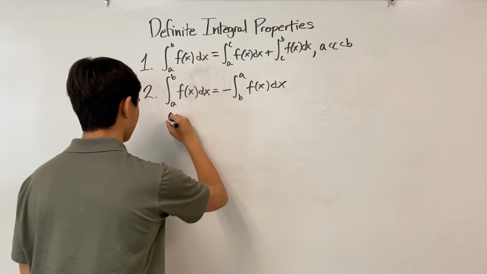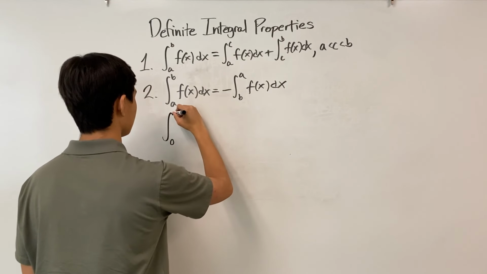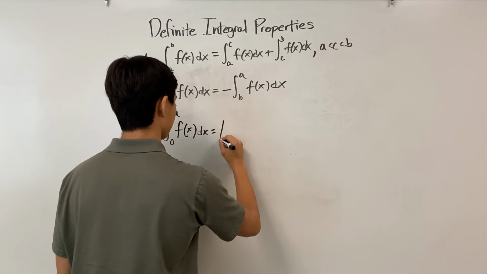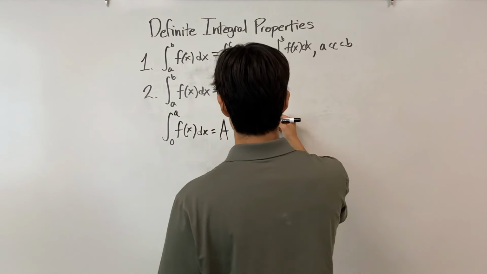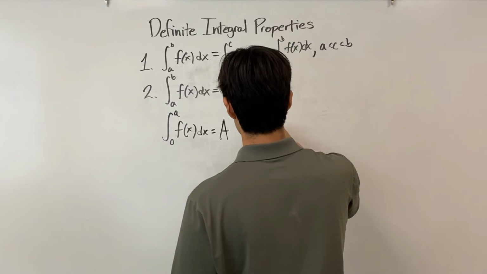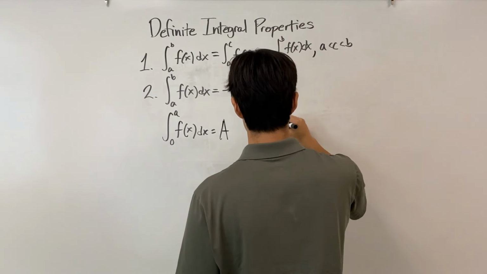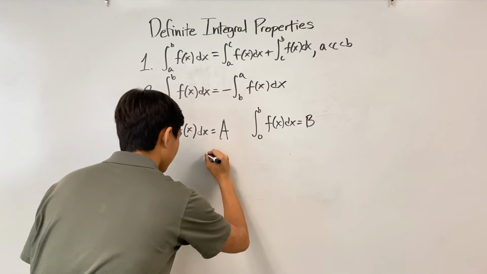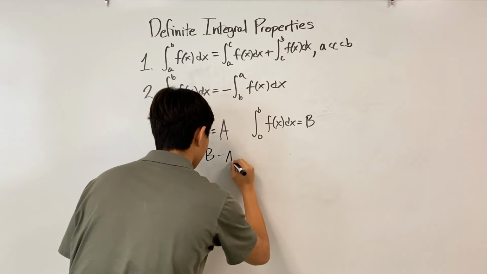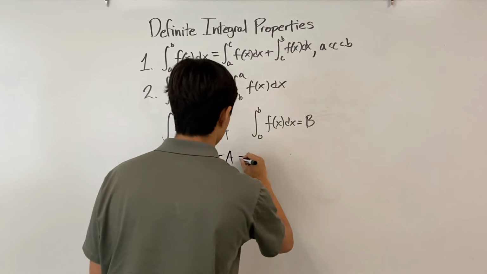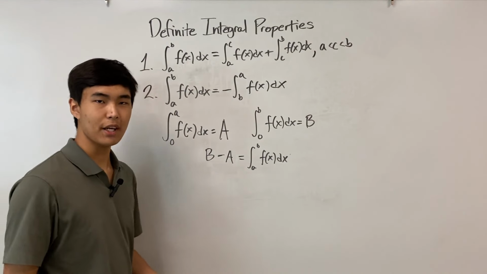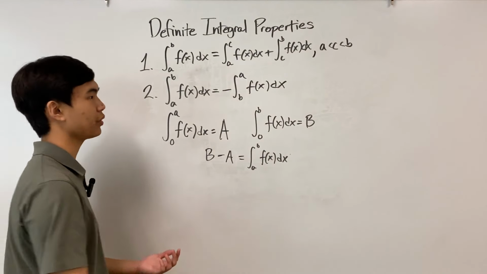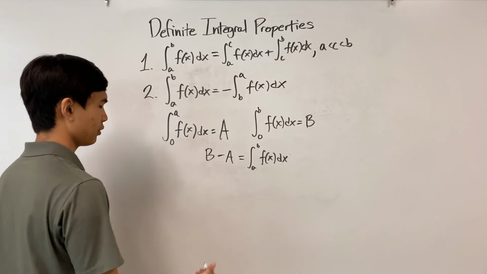Imagine that the integral from 0 to a of f of x dx is a, and the integral from 0 to b of f of x dx is b. This definite integral, we're essentially taking b minus a. That's this. But imagine we wanted to flip this order of subtraction. That's essentially what we're doing when we flip the bounds of integration.